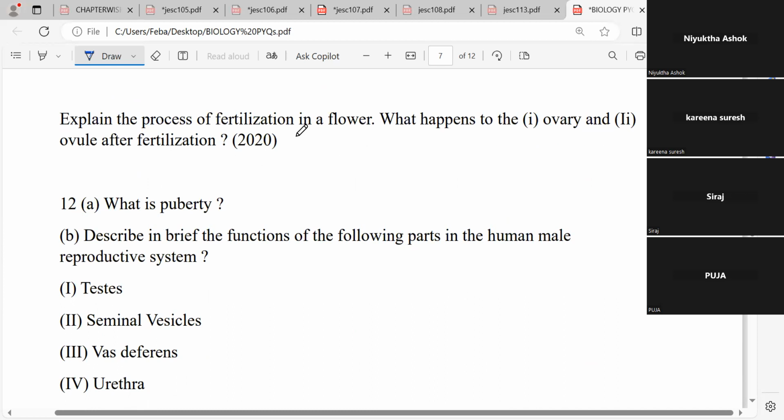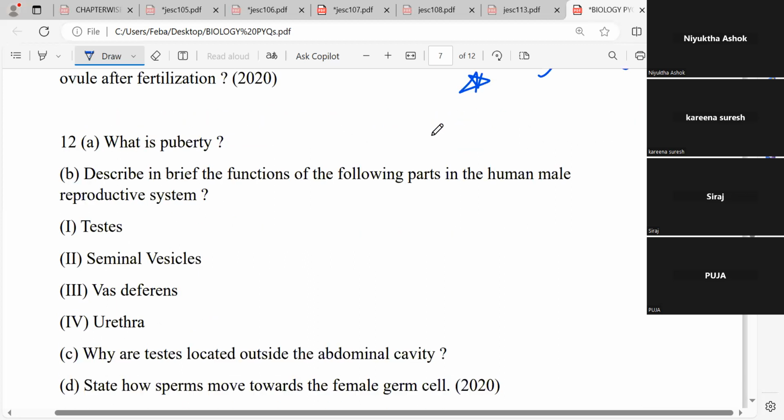Okay, explain the process of fertilization in flower. What happens to the ovary and ovule? This is important. Okay, this has been repeated many times. Study this properly. What happens after fertilization? That process is important. Now, what is puberty? We said it is the period during which your body becomes reproductively matured. Reproductive organs get matured. They'll begin to produce the sexual hormones. Okay, and also the development of the body happens, the reproductive organs develop.